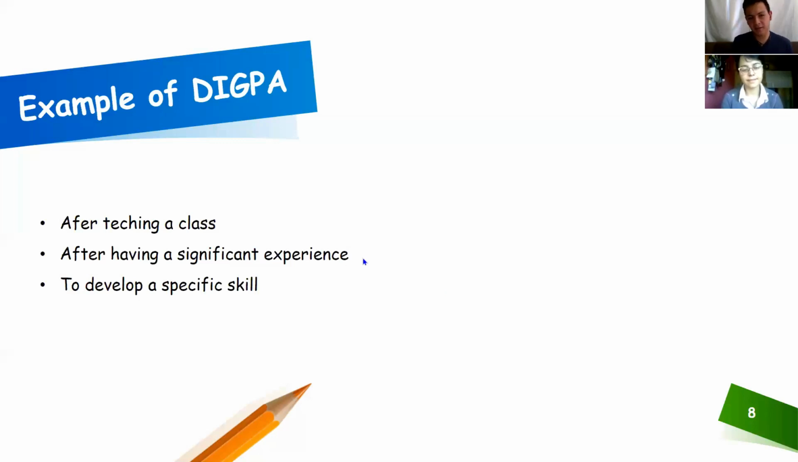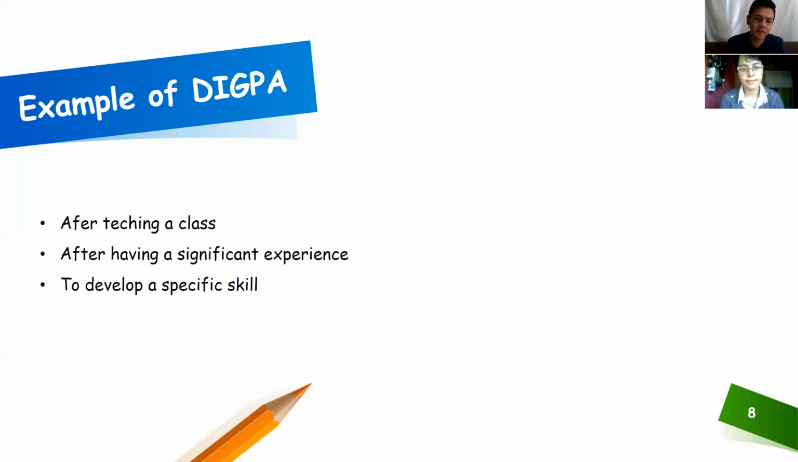Nice. It says after having a significant experience. So I guess we cannot analyze our whole class in a DIGPA session, or we should better focus on one significant experience of the class? I believe that it's important that you focus on only one significant experience that either hinder or help your students' learning. All right. So one significant experience of the class, one activity or one part of the class that we think helped or hindered the learning of our students. Okay. Nice. And to develop a specific skill.